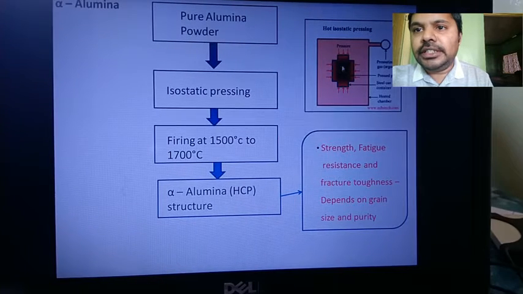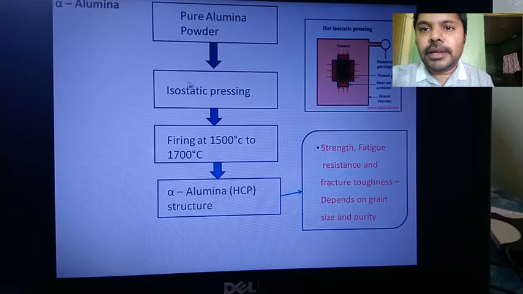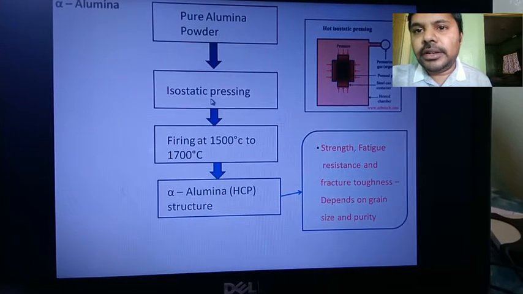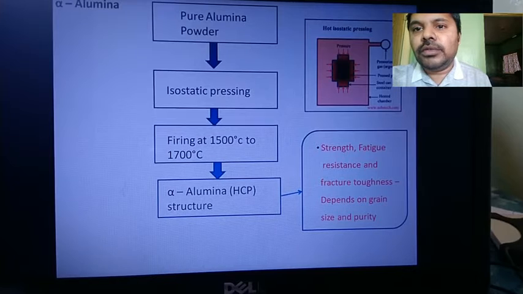You can clearly see the isostatic pressing method in this diagram. Here you have a heating chamber, and inside the heating chamber you pass argon gas. At the center you have a steel chamber. In the steel chamber you place the alumina powder, and then you apply the temperature. That is called the isostatic pressing method, a manufacturing process. What is the advantage of isostatic pressing? If you prepare alumina using this method, the pore size of the alumina powder is reduced and the density is increased. That is the advantage of isostatic pressing.